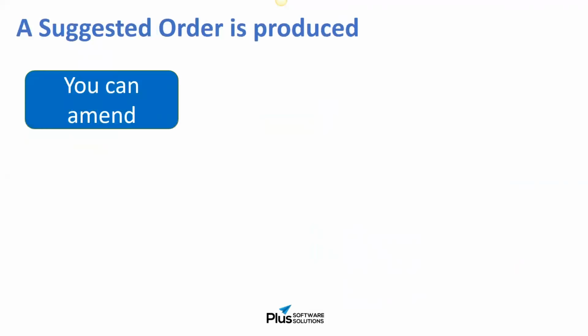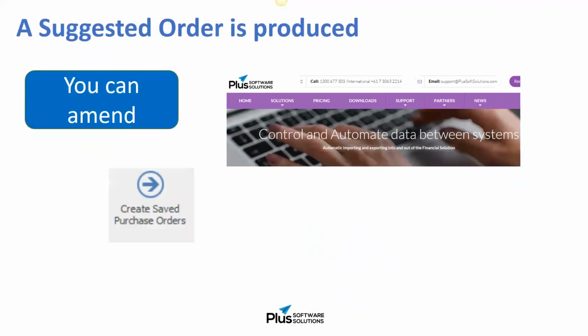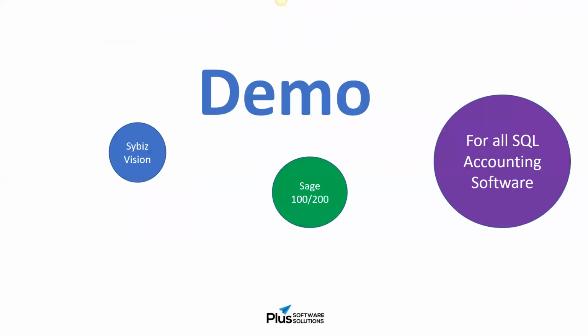Now, that suggested order can be amended by the user, and Dean will show us exactly how that all works. Once they're happy with that, they create a saved purchase order. And within the software we'll show you today, which is linked to Cybus Vision, one of the ERP solutions within Australia, we use a piece of software called Data Automator that then brings it into the accounting software. And of course, with other solutions like Sage, we use the software development kit to import it directly into the accounting system to produce a purchase order. So that is how the software works.